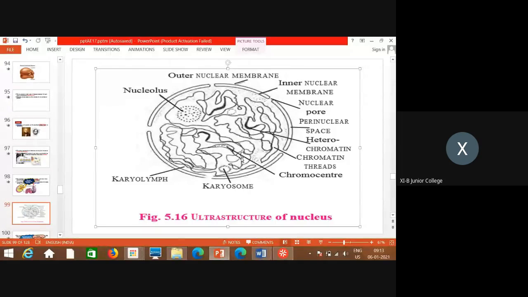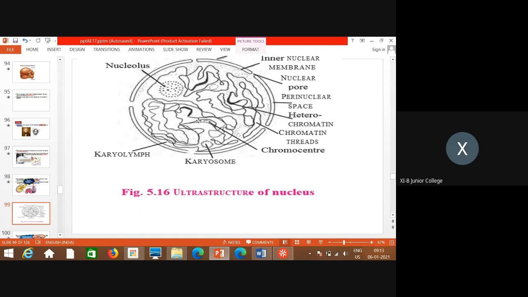In undividing nucleus, it looks like that. So that is nothing but the histone type of proteins plus nucleic acids like DNA, RNA. So DNA, RNA, then proteins like basic proteins called histone proteins and non-histone proteins are present in the eukaryotic nucleus.